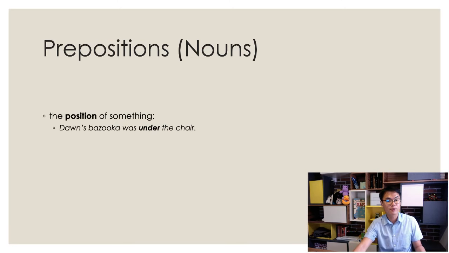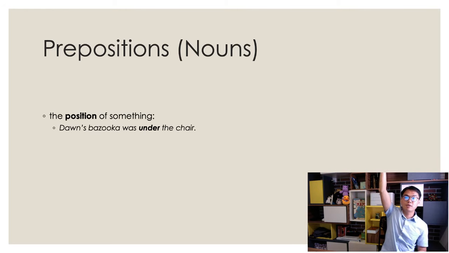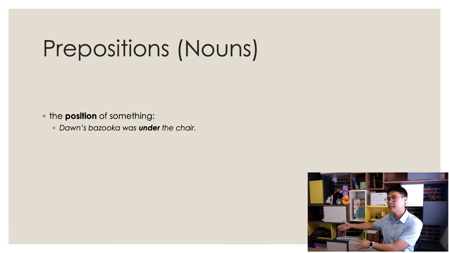What relationship? They describe, for example, the position, right? So Don's bazooka was under the chair. Across, between, yeah, very good. So where is Don's bazooka? Under the chair, right? Where else can Don's bazooka be? It could be above the cupboard. It could be between the chairs. It could be by the door. It could be leaning against the wall. Bazooka is kind of like a rocket launcher.